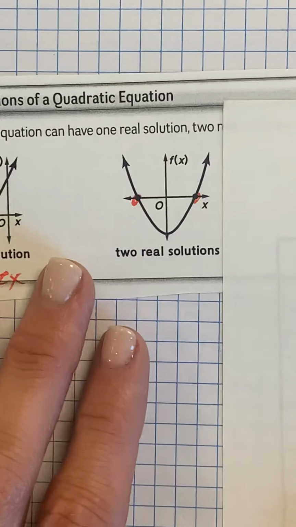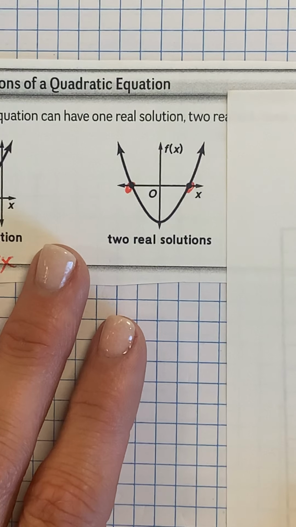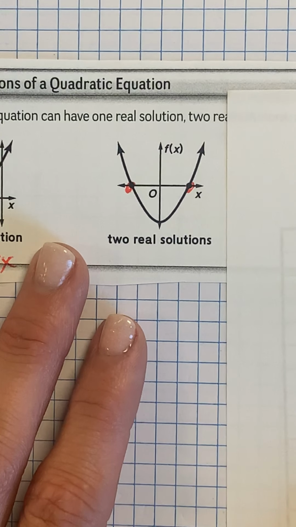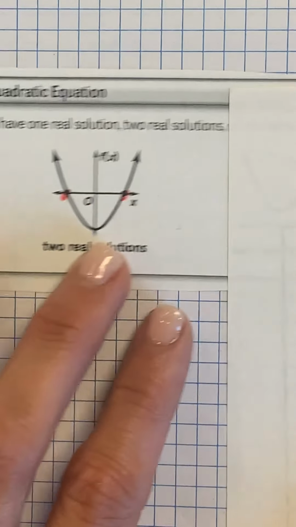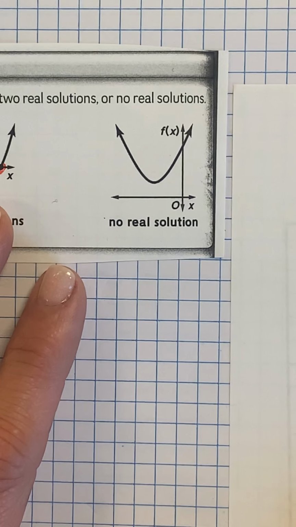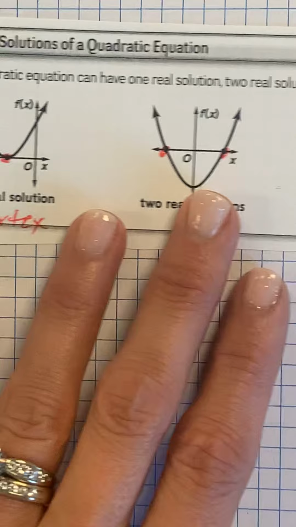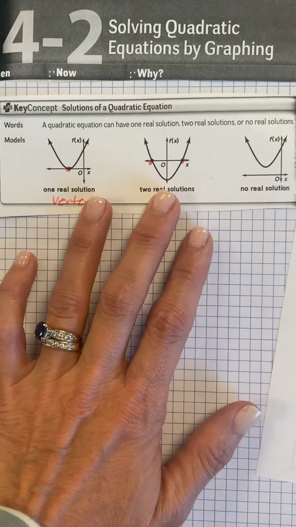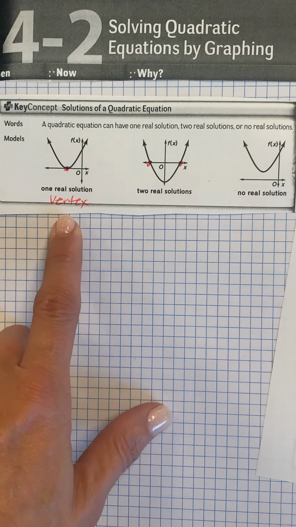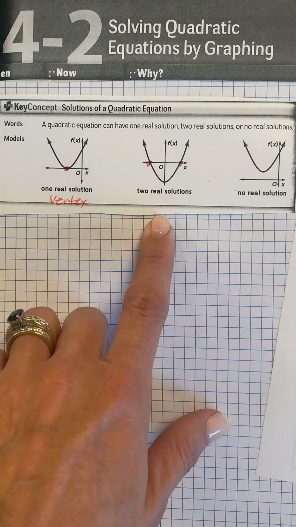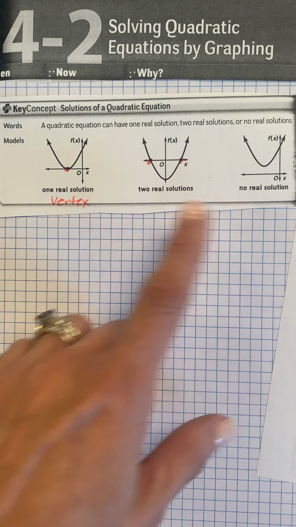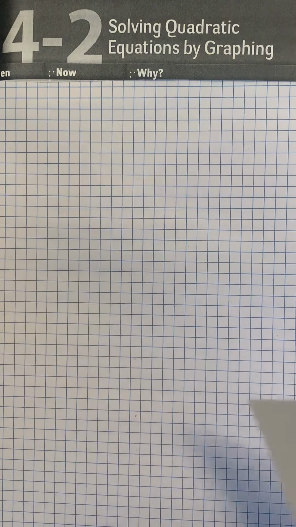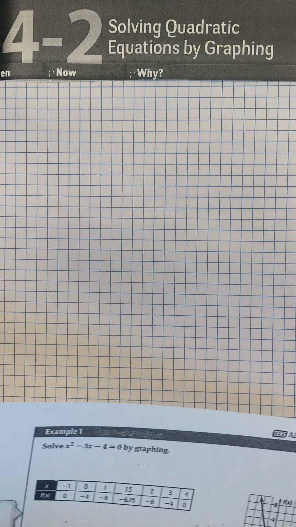If it has two solutions, it would look something like this. It crosses the x-axis 2 times. And if there's no solutions, then it literally doesn't cross the x-axis at all. Okay, so there's 3 possible answers. One solution, which is always the vertex. 75% of the time it'll have 2 solutions, and then we also have no solutions. So let's look at an example of each one of those. Let's start with the most common, which is 2 solutions.